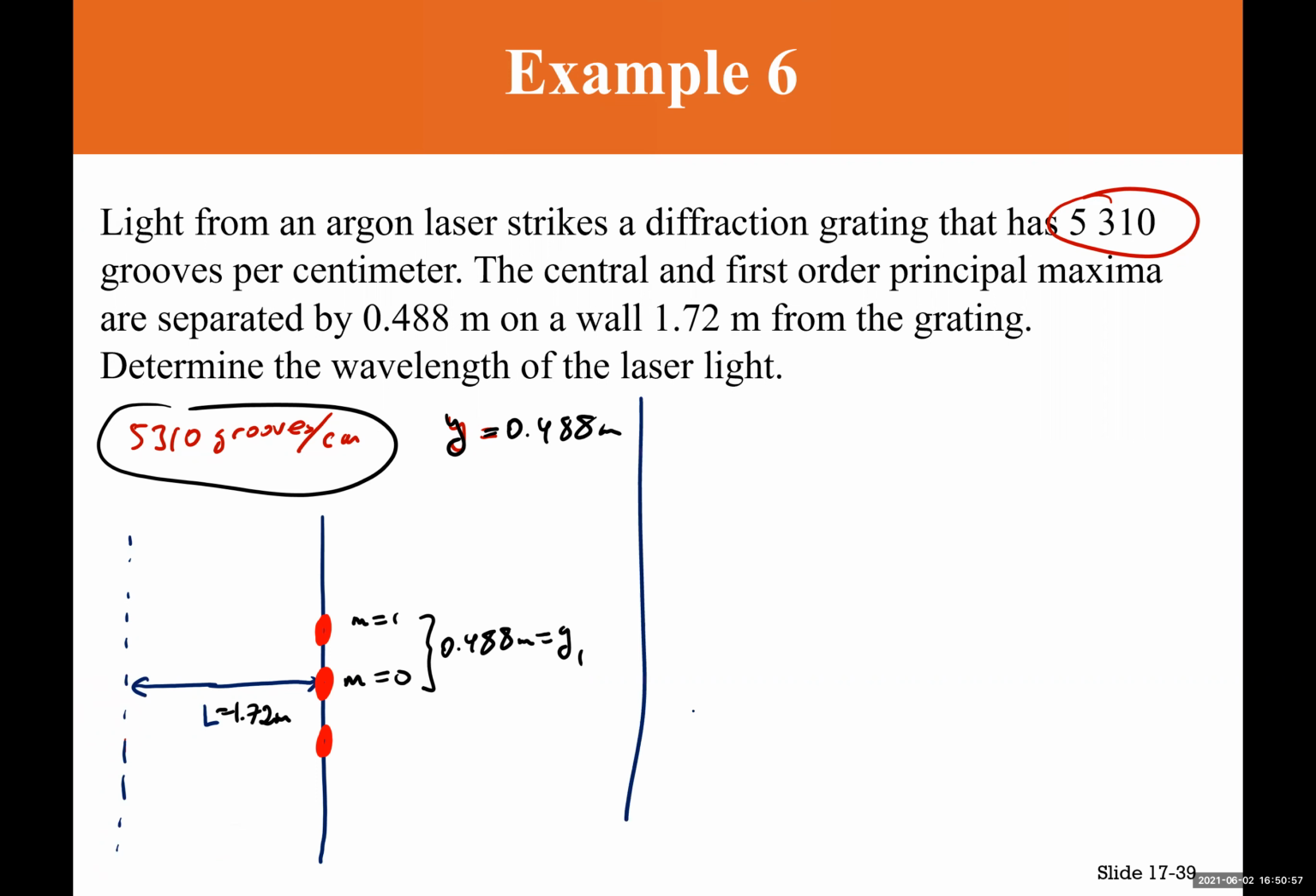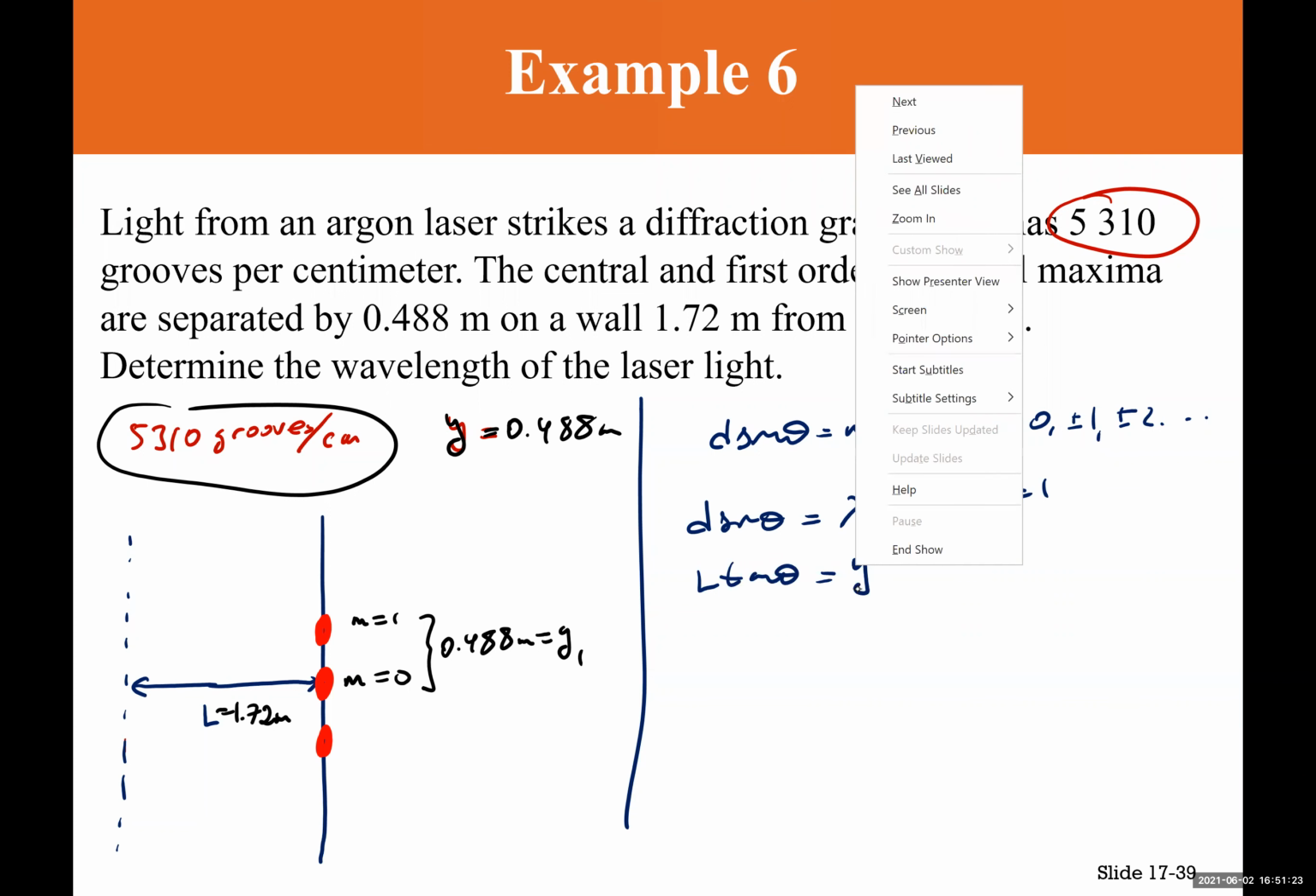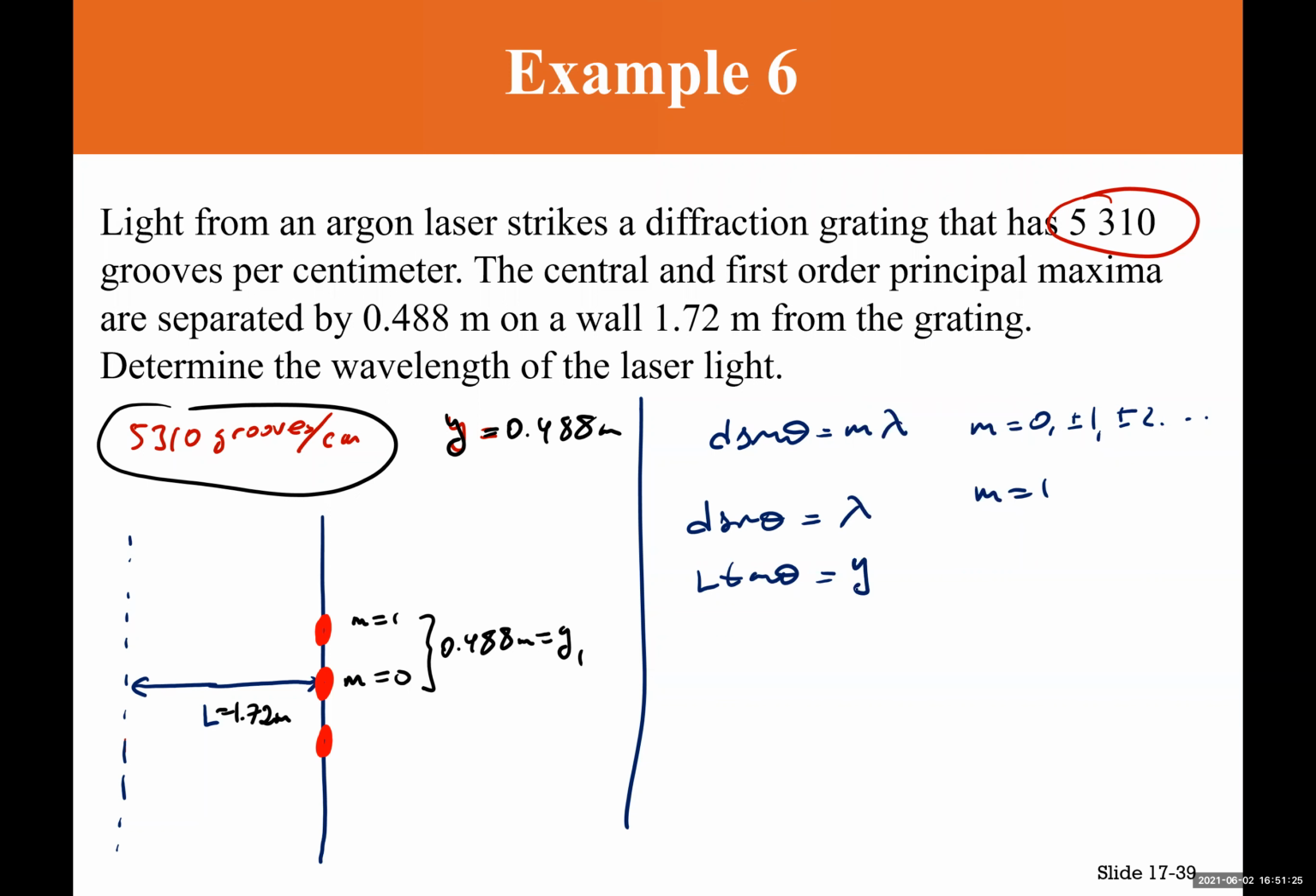All right, so next let's do this calculation, because one of the things we have is d sine of theta equals m times lambda, remember where m equals 0, plus or minus 1, plus or minus 2. So when m equals 1, that's what we have, right? d sine of theta is equal to just lambda. But we also have L tangent of theta equals y. Remember, we cannot use the small angle approximation anymore.